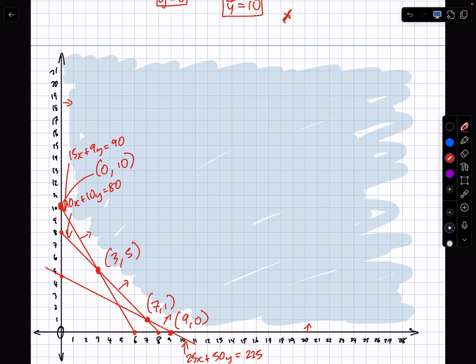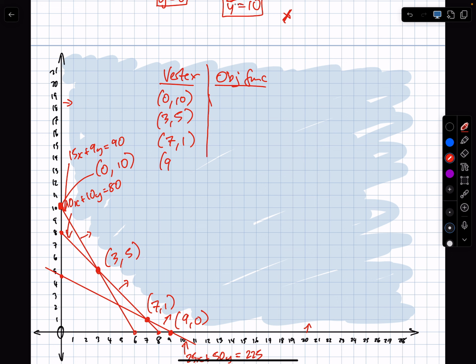I only need to test 4 dots. I don't need to test that infinity number of shaded regions, okay? How did we test them? We made a little table, vertex, objective function, and we put the vertices there. So my vertices were 0, 10, 3, 5, 7, 1, 9, 0.